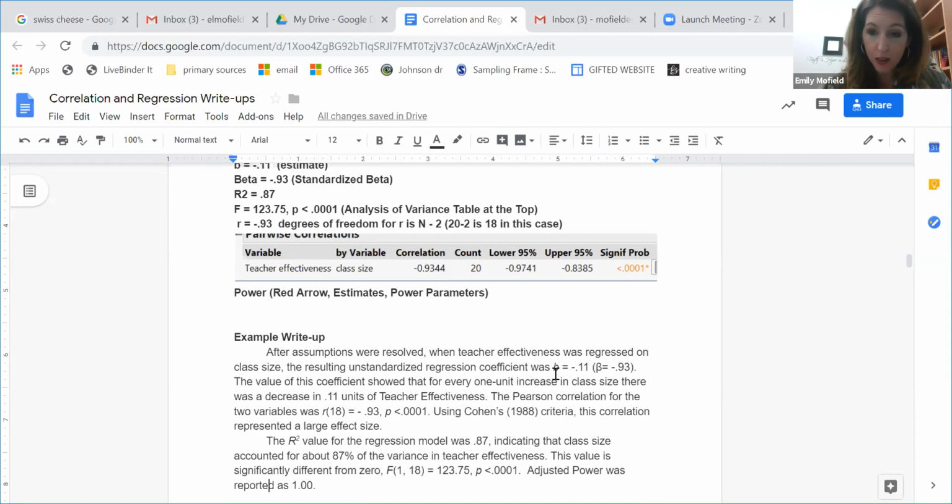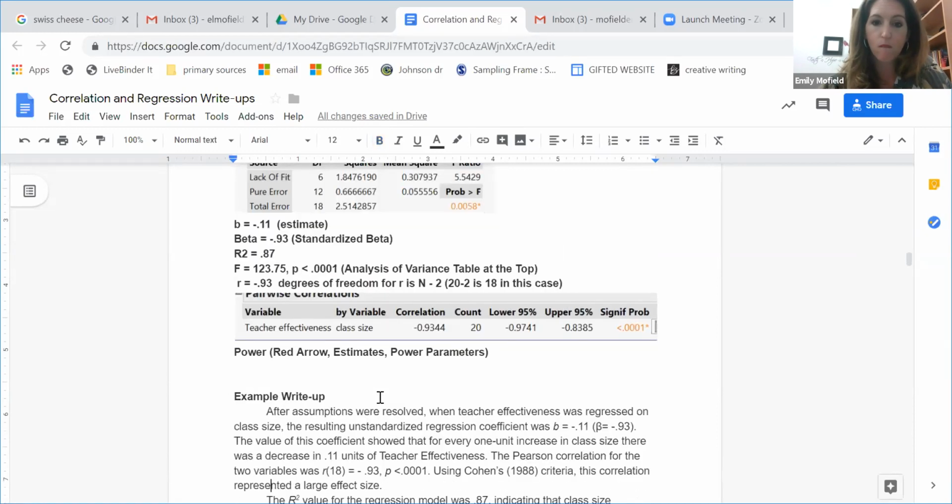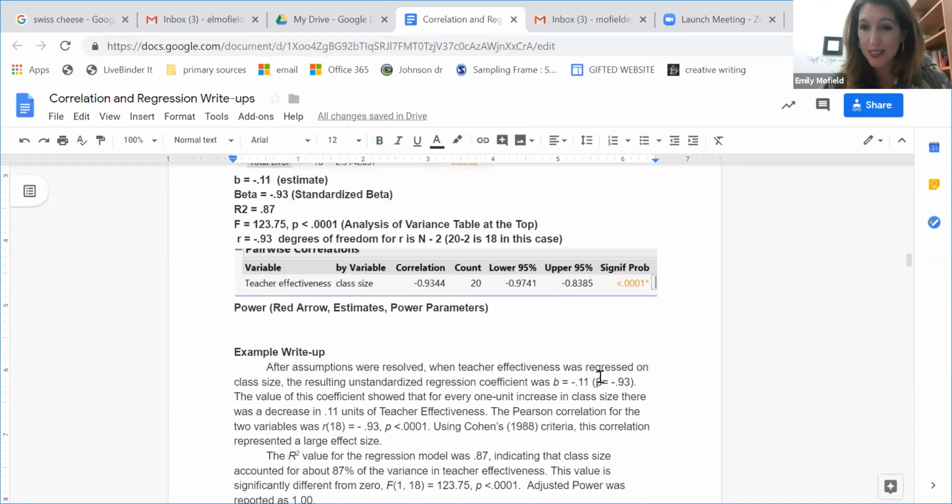So B right here, this is that estimate. This is the parameter estimate. This is the unstandardized beta weight. And where did I get that from? Right here, that number. Okay. And then this was the standardized beta weight, all right? And so basically for every 1 unit increase in class size, there's a decrease in 11 units on teacher effectiveness. Units means just however that was measured.